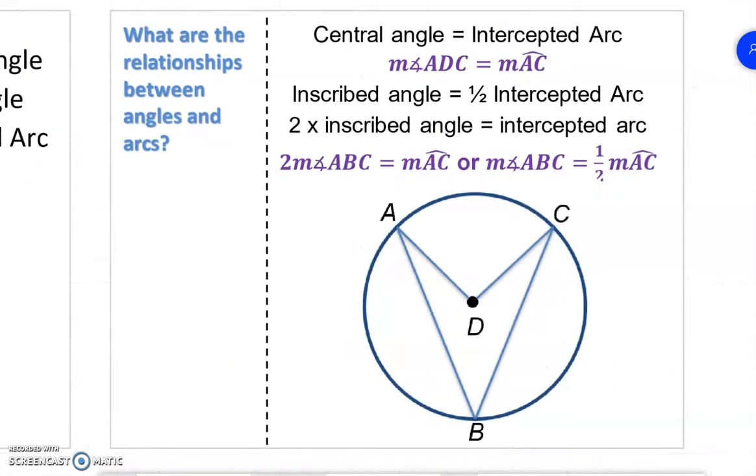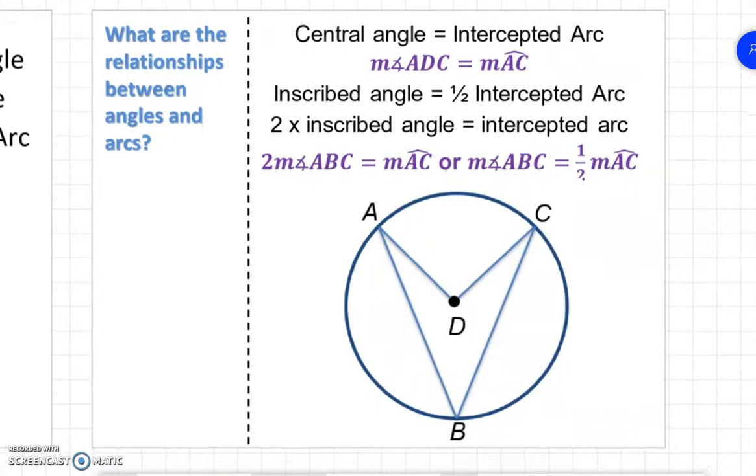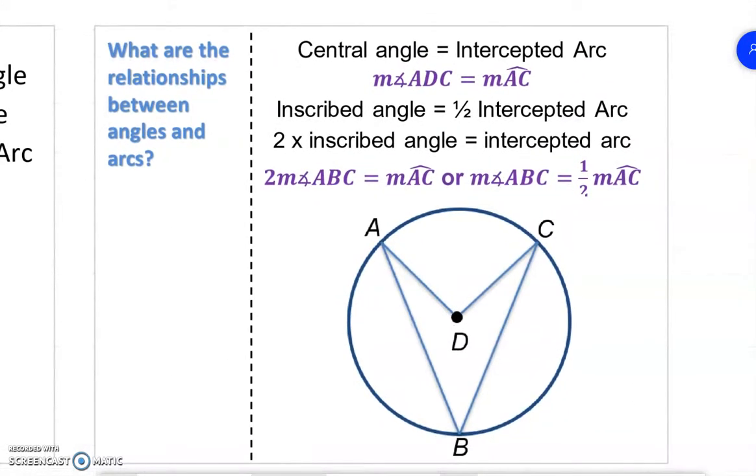What are the relationships between angles and arcs? So this is really important information. Make sure you get all this down. A central angle is equal to the intercepted arc. Any central angle is equal to the arc that it intercepts. For example, let's say this central angle here, we'll call this 50 degrees. If this central angle is 50 degrees, then the arc which it intercepts, arc AC, is also 50 degrees. We measure arcs in terms of degrees as well.